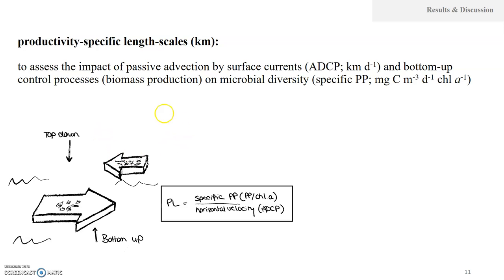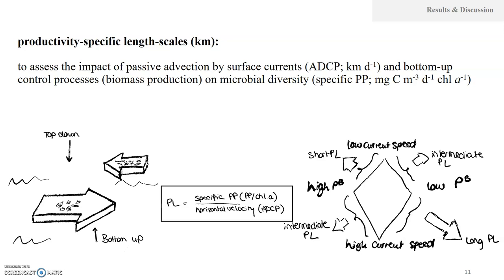To take these two components in an ecological context, we calculated a productivity-specific length scale for each sample in our dataset. This means that bottom-up we used the specific primary productivity, which is the primary productivity divided by the standing stock biomass of chlorophyll A concentration, so an approximation of community turnover. And then for top-down control, we used the horizontal velocity of the ocean currents measured with ADCP. This results in a mosaic of smaller and larger tiles with short and long productivity-specific length scales.